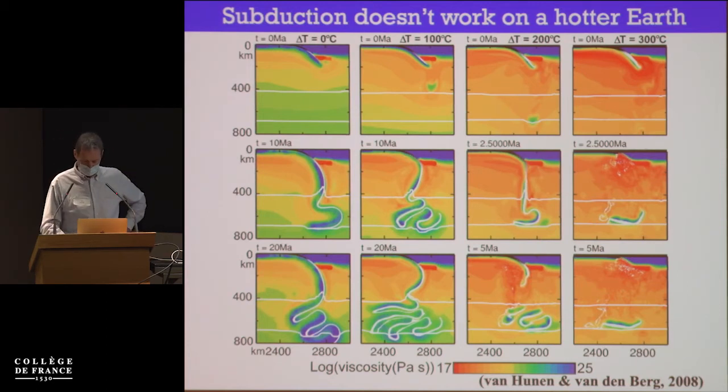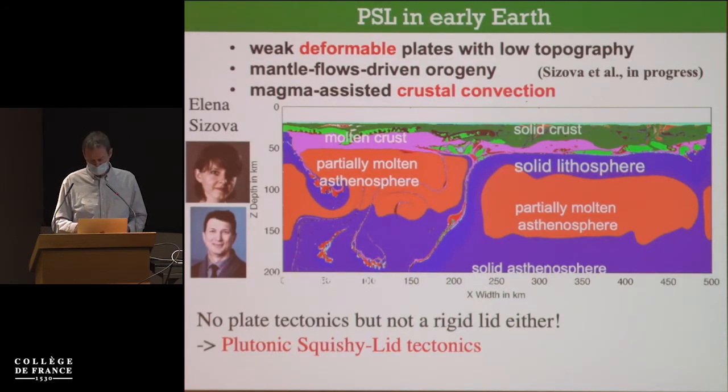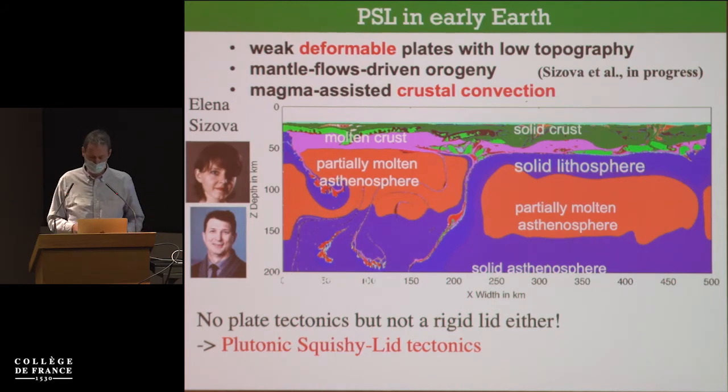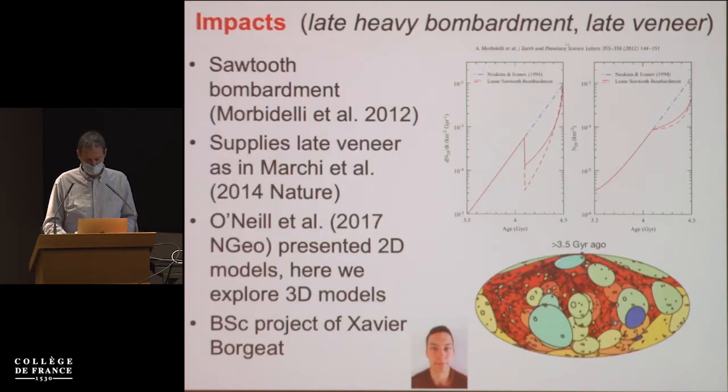So we propose that this plutonic squishy lid mode is what happened in early Earth when the mantle was hotter, before subduction took place. And this is also supported by regional models. So Taras and Elena and other co-workers have run and are running models like this, representing the early Earth. This is just the top 200 kilometers, not the whole planet, but you do get partially molten asthenosphere, you get the partially molten crust, and you get all this dripping of the lower crust that we also saw in the global models. So the fact that you get something similar in very well-resolved regional models gives us some confidence that the global models are reasonable.